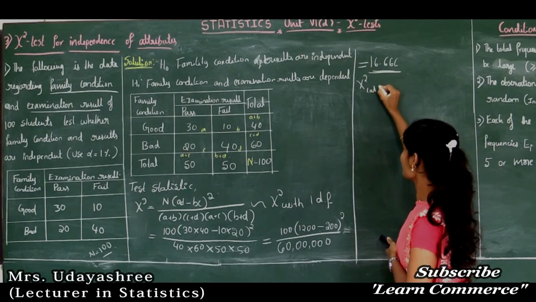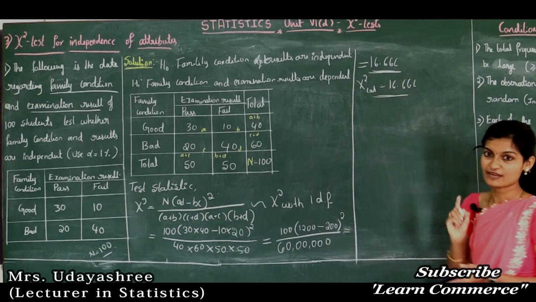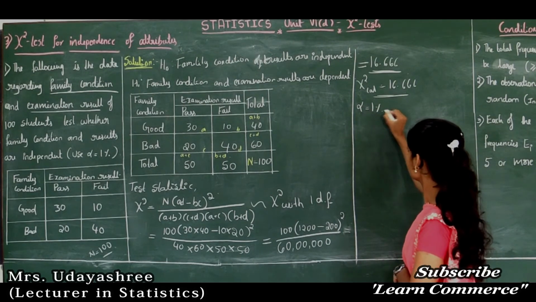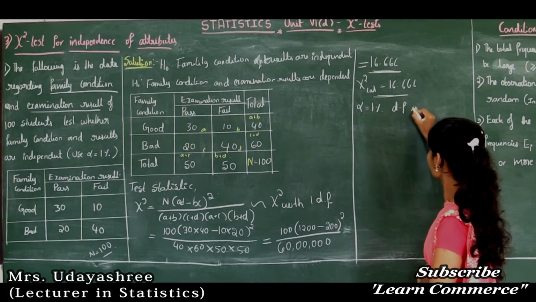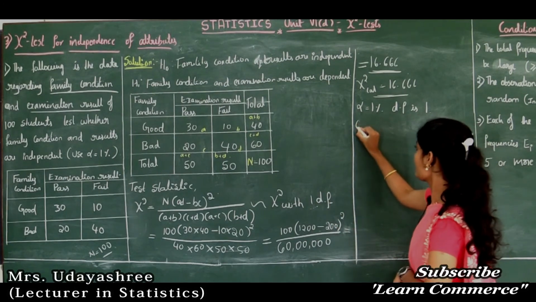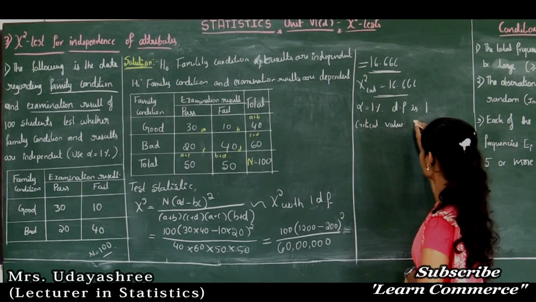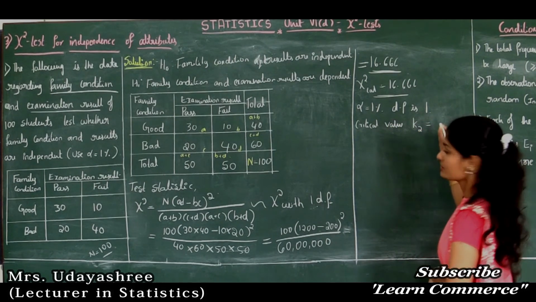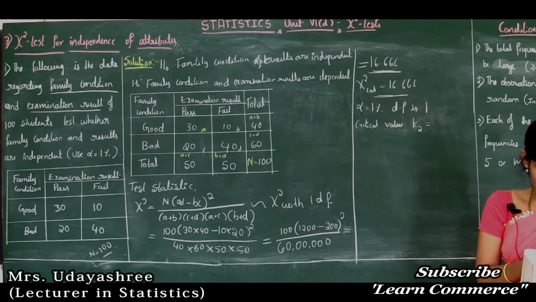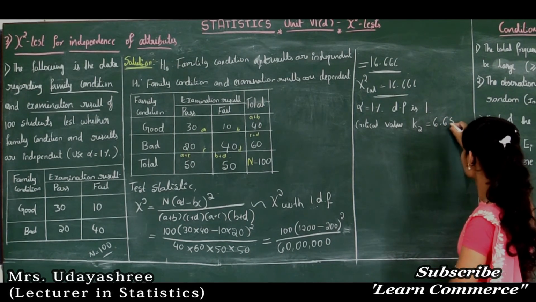Okay, this is the calculated value that we can write. Chi-square calculated value is 16.666. Okay, this is step 3. Then step 4. Here alpha is 1 percent, which is given in the question, and the degrees of freedom is 1, as given in the test statistic. So what is the critical value? We need to find the chi-square table value. Here the table value is 6.65.